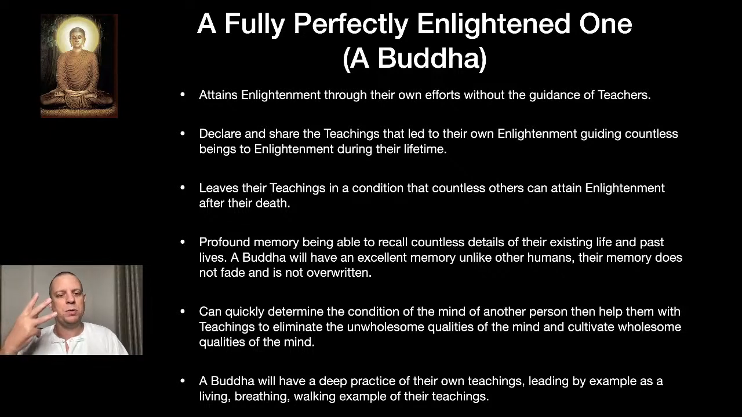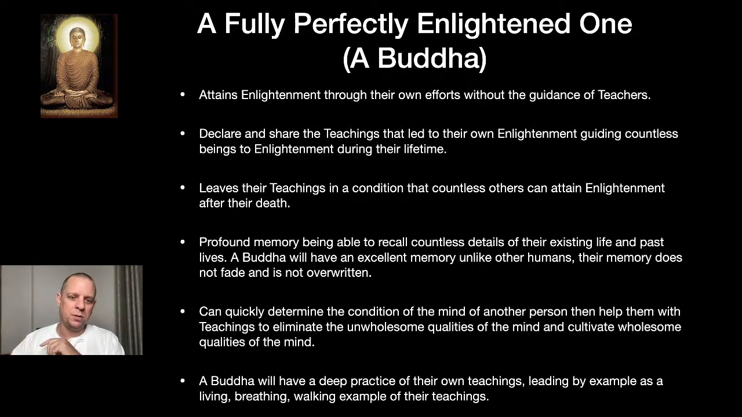So these are the three primary characteristics that help us to identify a Buddha. Someone who attains enlightenment by themselves without the help of any teachers. Someone who declares teachings and shares them with countless people during their lifetime, leading to the enlightenment of countless people during their lifetime. And then they leave the teachings in a condition that once they die, there's countless other people after them that will attain enlightenment based on the teachings that they declared during their lifetime. So those are the three primary characteristics.